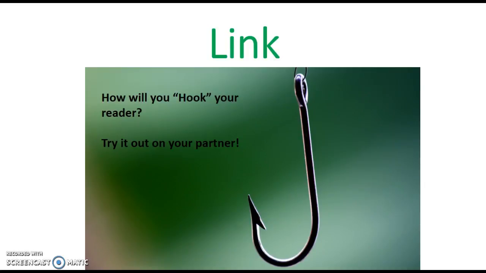Now, what you're going to do is think about the best way to hook your reader. Think about some things that your partner may have mentioned to you a moment ago. Think about how you want to draw your audience or your reader into your piece.